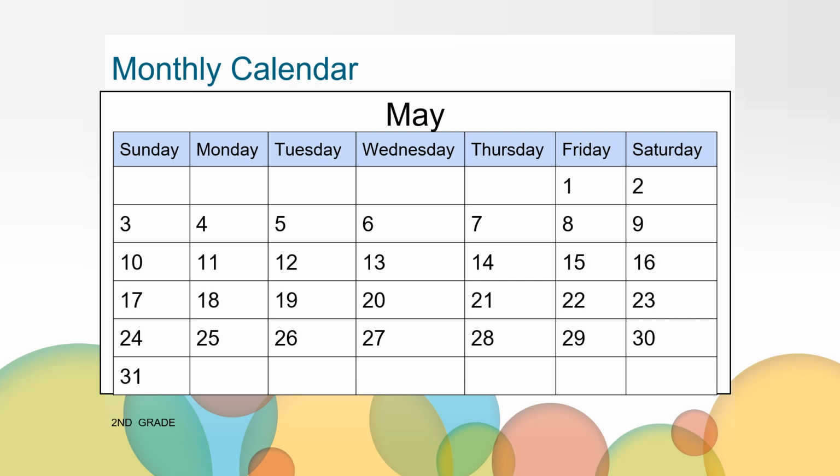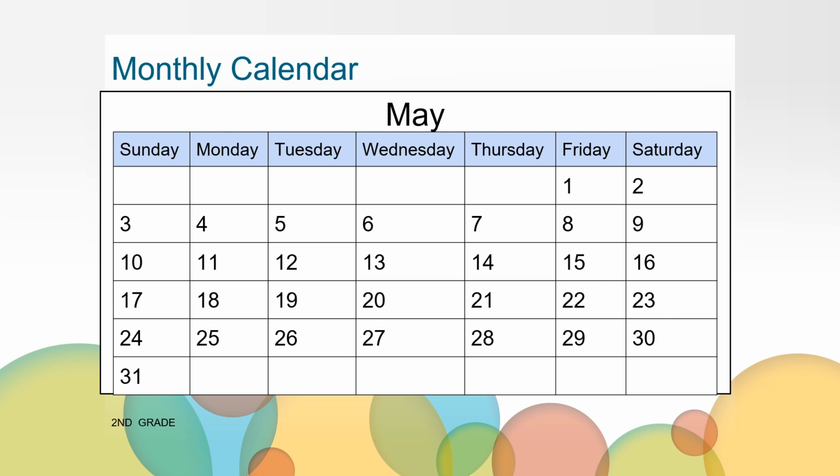Which day of the week is the last day of May on? May 31st is the last day of May, and that falls on a Sunday. Which day of the week will be June 1st? June 1st will be on a Monday because May ends on Sunday, so Monday is the next day, June 1st.